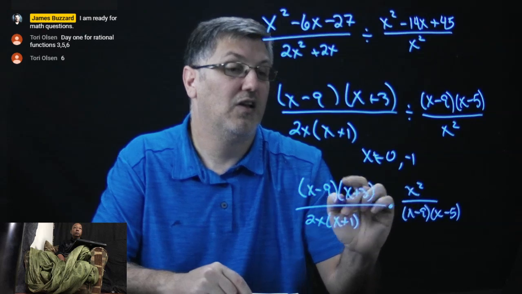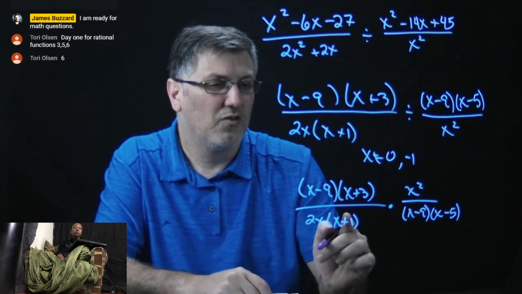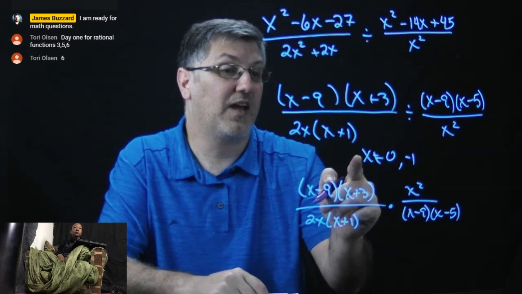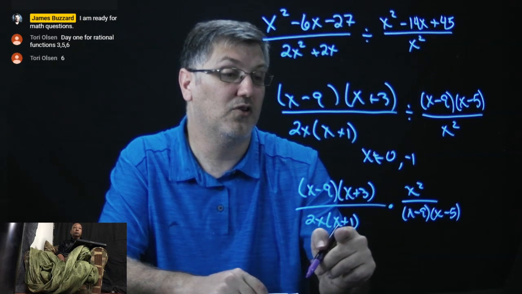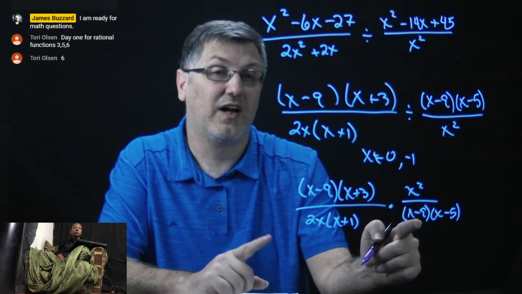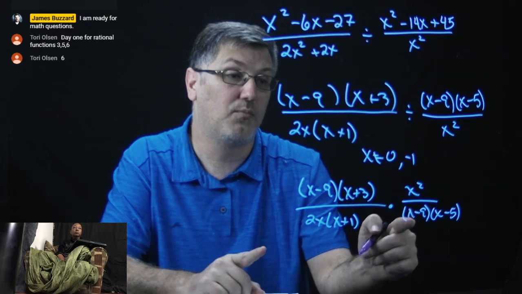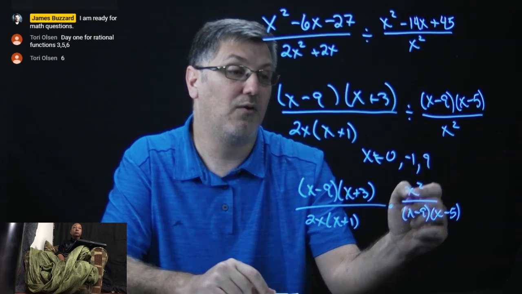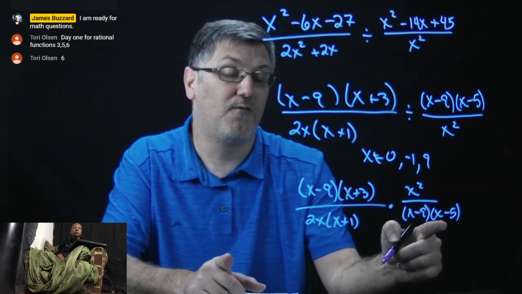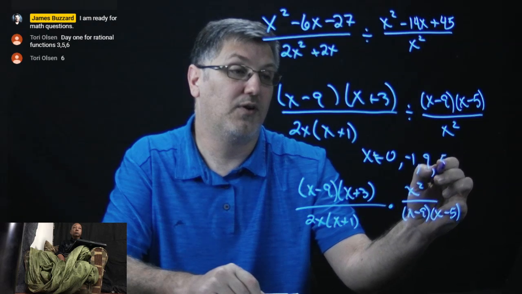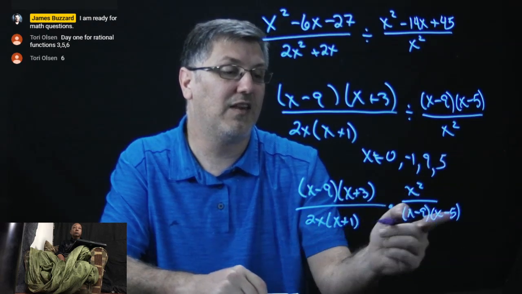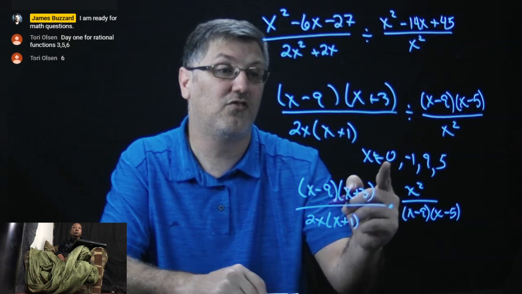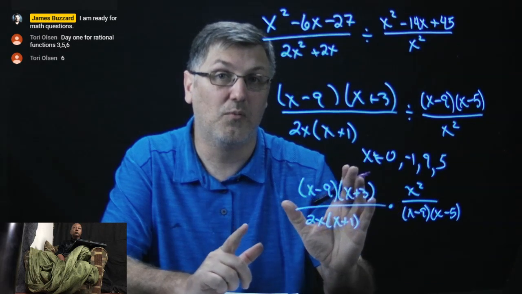All right. Now, let's look again at my denominators and see if I can add anything to this list. Well, 0 is still good, negative 1 is still good, but hey, look, I can't have a 9 here because that would put a 0. So 9 would have to be excluded, and I can't put a 5 here. So 5 would have to be excluded. So basically, anything that gets on the denominator throughout this process, you have to take out of the domain.